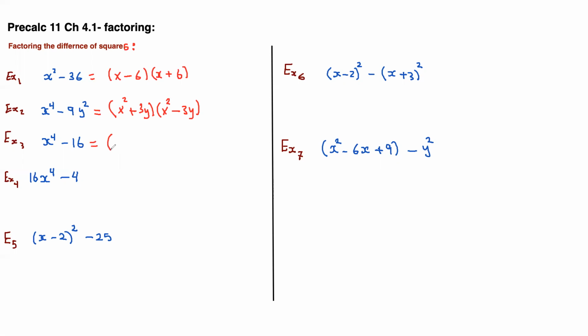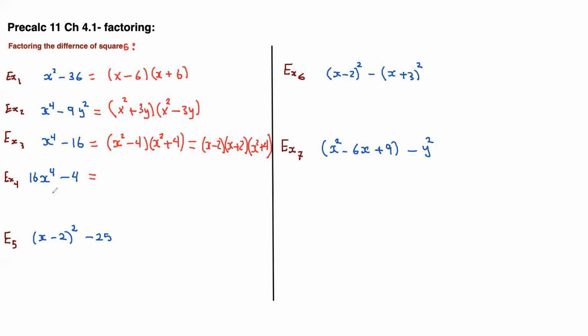This one is the same. I get x squared minus 4, x squared plus 4. It doesn't finish there, because this still has a difference of squares. So you have to redo it again as x minus 2, x plus 2. However, this one just stays the same, x squared plus 4, because it's not a difference of squares.